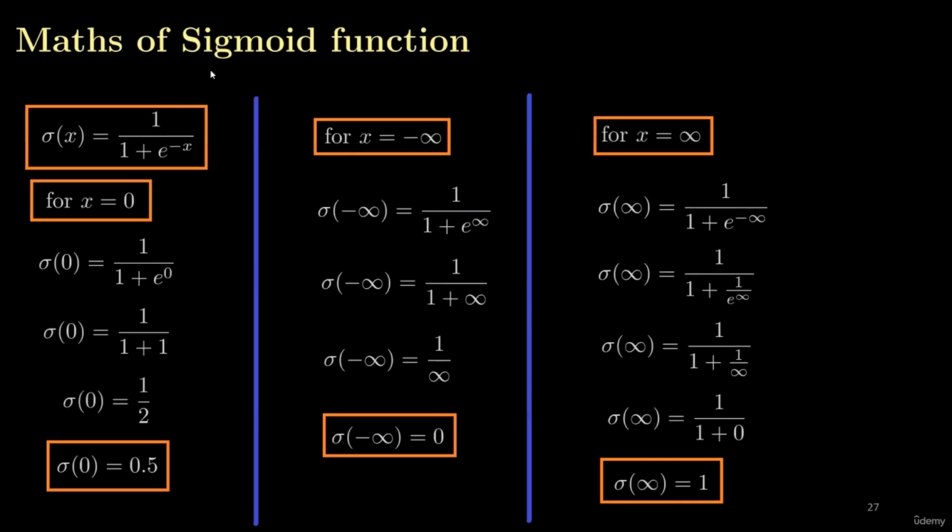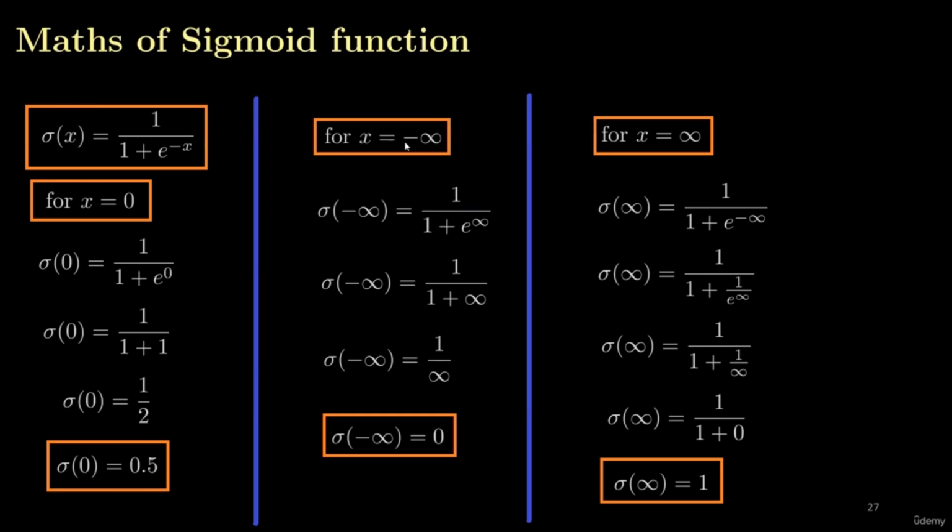So this is some mathematics involved with the sigmoid function. So this is the equation of the sigmoid function. If I put x equals 0 here, what will happen? When we put x equals 0, it will become exponent raised to power 0. And we know that anything raised to power 0 is equal to 1. So 1 plus 1 becomes 2. So we will get a value equal to half. It means if the input to the sigmoid function is 0, the output of the sigmoid function is 0.5.